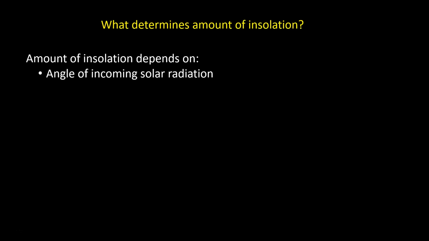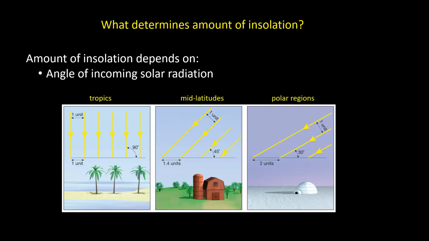One of the major factors is the angle of incoming solar radiation, which has a lot to do with the latitude of the location. For example, you can see here in the tropics that one unit of energy hits the surface head-on at a 90-degree angle. This means that the insolation is most intense here.